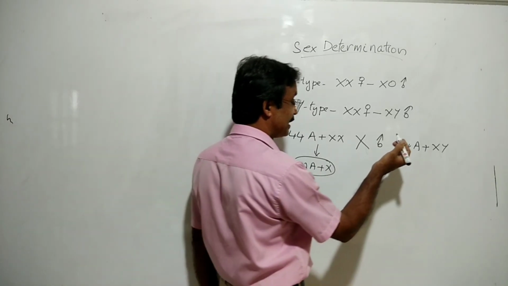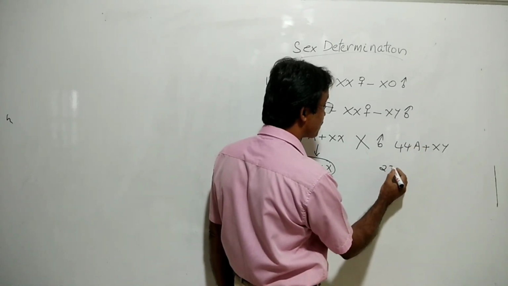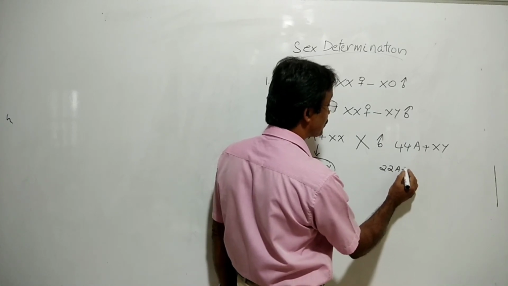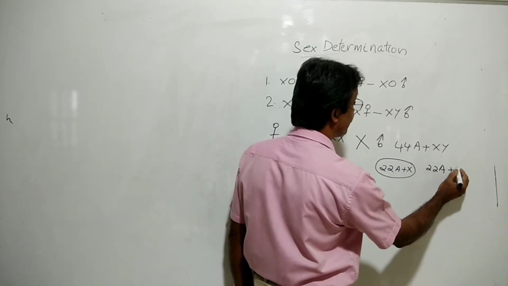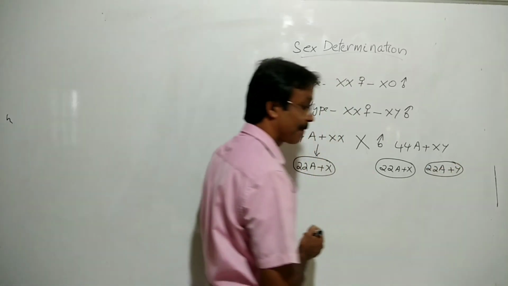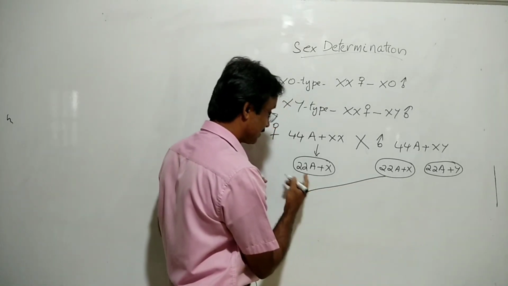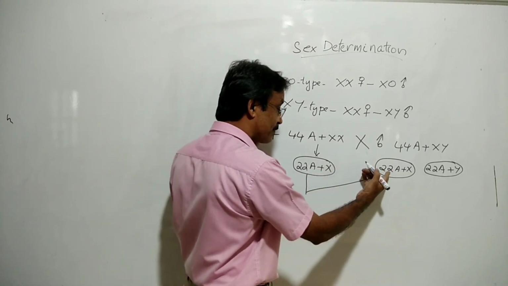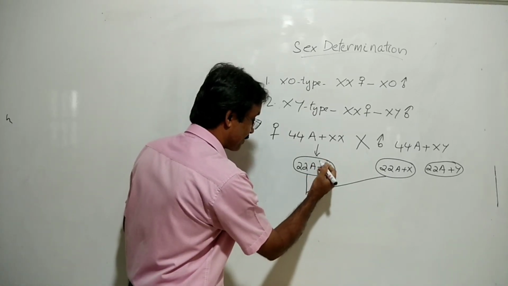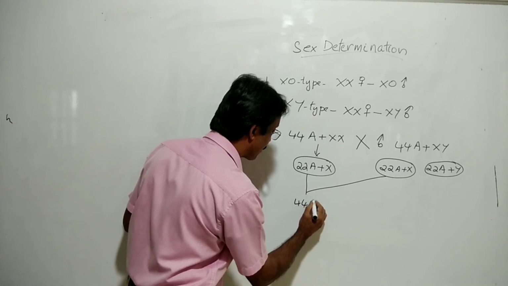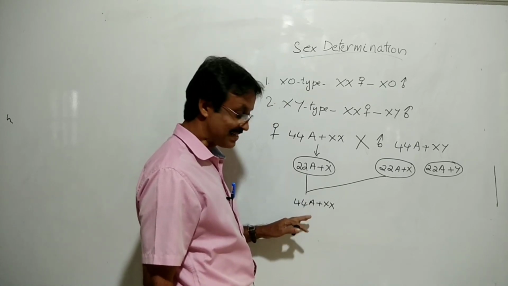Then what about the gamete of male? Male produce two types of sperm, one with 22 autosomes plus X and the other with 22 autosomes plus Y. Then during fertilization, the ovum fertilized with the first type of sperm, and the chromosomal pattern is again 44 autosomes plus XX. Is it a girl or boy? Yes, it is girl.